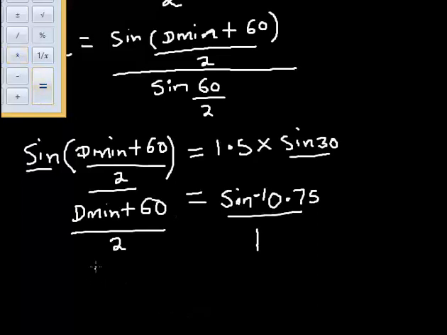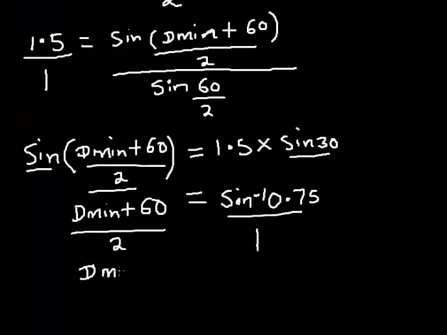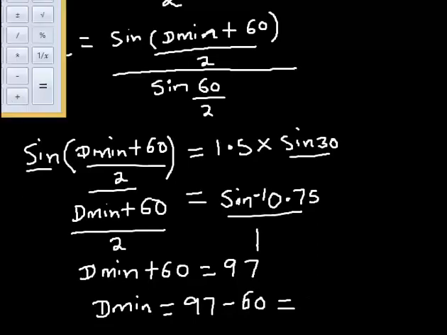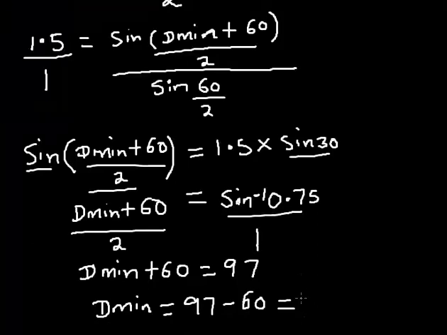That's 97. So I have the minimal deviation plus 60. Remember, I've already cross multiplied. That gives me 97. So that means the minimal deviation now is going to be equal to 97 minus 60. So what does that give me? 97 minus 60 is 37. 37 degrees.